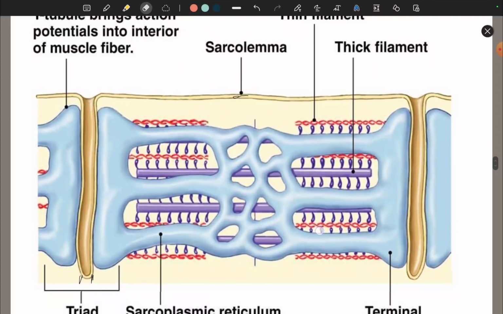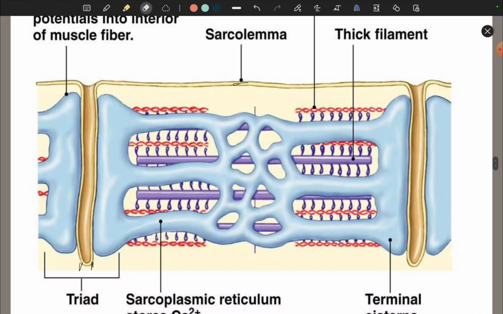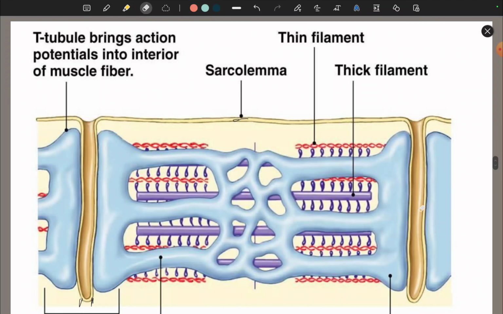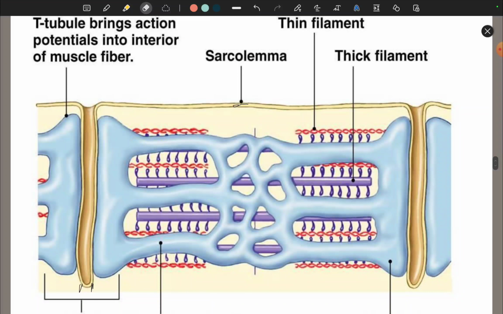They conduct electrical impulses for the release of calcium from adjacent terminal cisternae. Calcium ion is stored in these terminal cisternae. When the contraction starts, the electrical signaling comes from the motor nerve. The motor nerve supplies the muscle, and the signal through the T-tubule affects the terminal cisternae to release the calcium, which initiates the process of contraction.